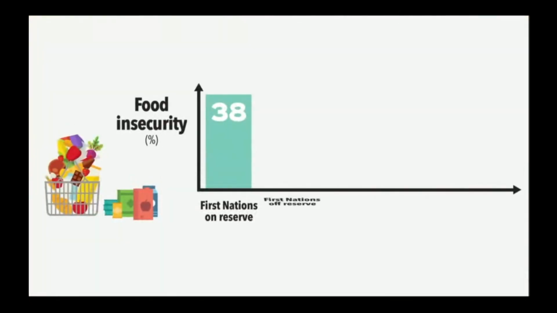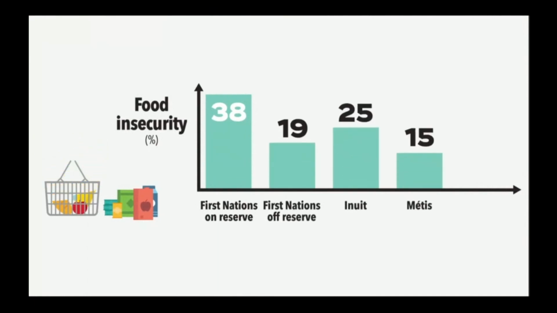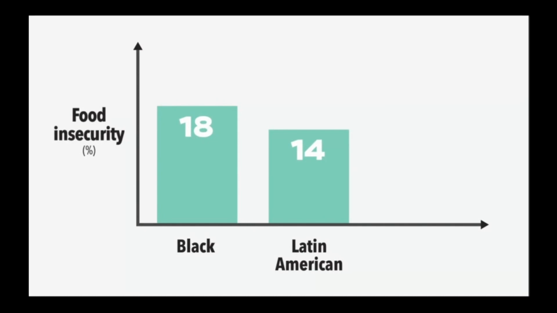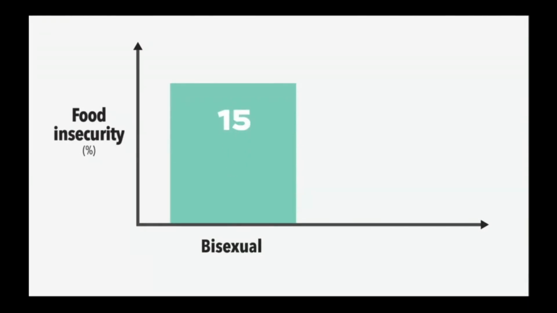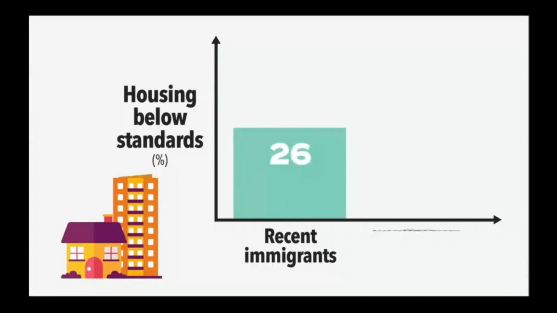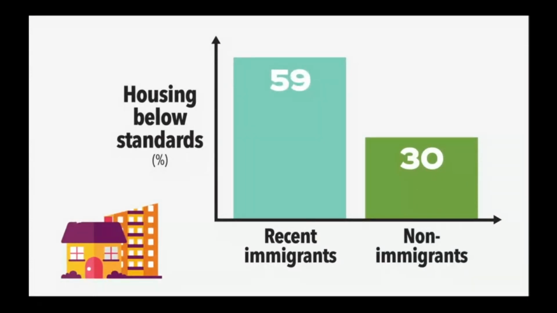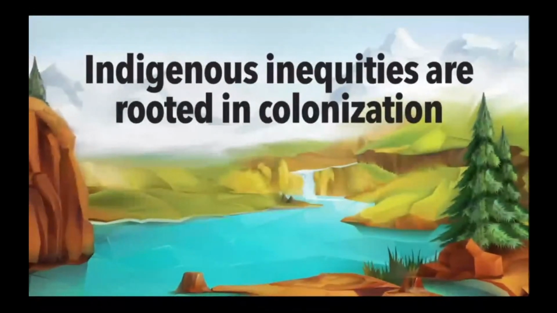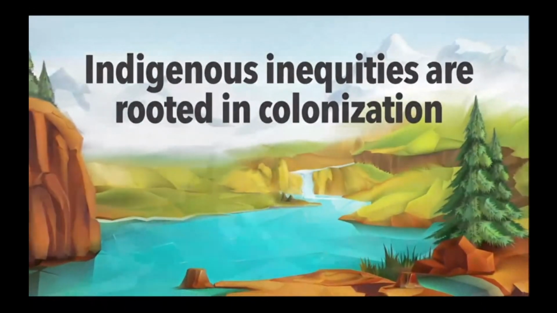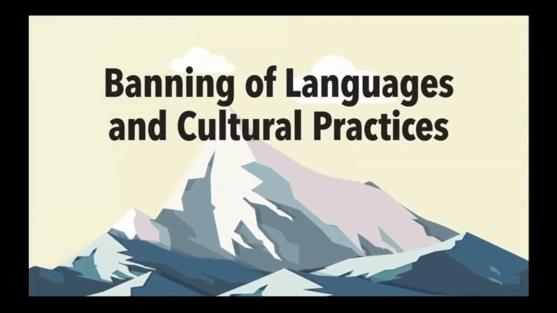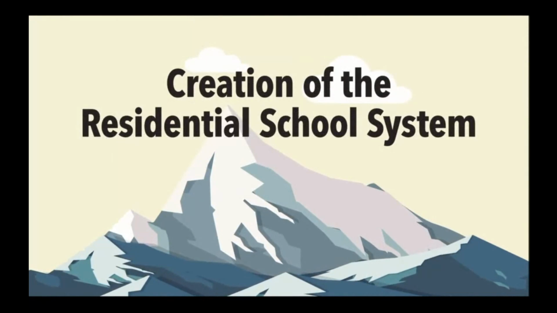First Nations on reserve, First Nations off reserve, Inuit and Métis people experience higher food insecurity than non-Indigenous people. Black and Latin American Canadians experience higher food insecurity than white Canadians. Bisexual people experience higher food insecurity than heterosexual people. There are also inequities in access to adequate, affordable, and suitable housing. Recent immigrants are twice as likely as non-immigrants to live in housing that is unaffordable, too crowded, or in need of major repairs. Inequities experienced by First Nations, Inuit, and Métis populations are anchored in colonial policies and practices that included forced displacement into reserves and remote communities, the banning of Indigenous languages and cultural practices, and creation of the residential school system.